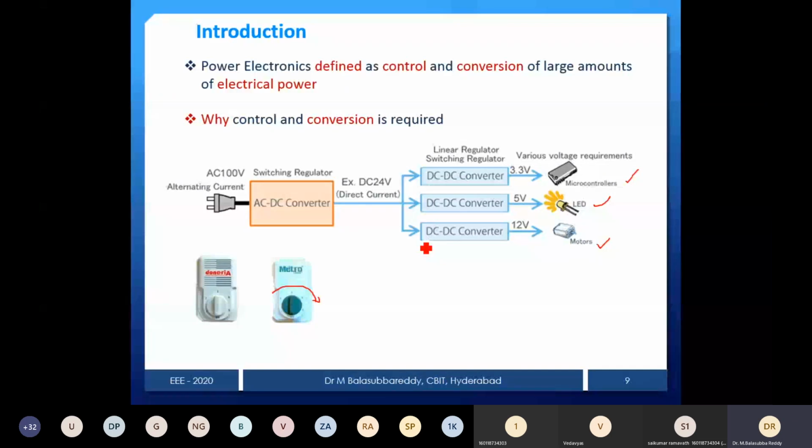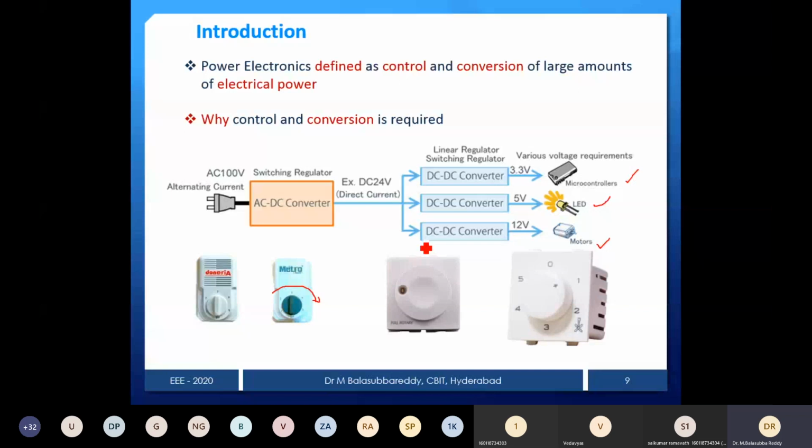That is one drawback. Smooth speed control is not possible, and only steps of speeds will be available, whether position 1, position 2 and so on. But in between 1 and 2 it is not possible to get the speed. That is the drawback previously. Now you are replacing it with power electronics controllers.